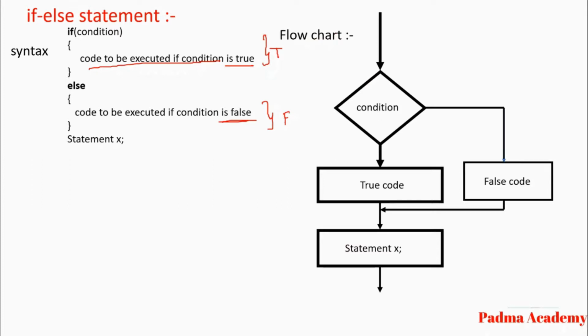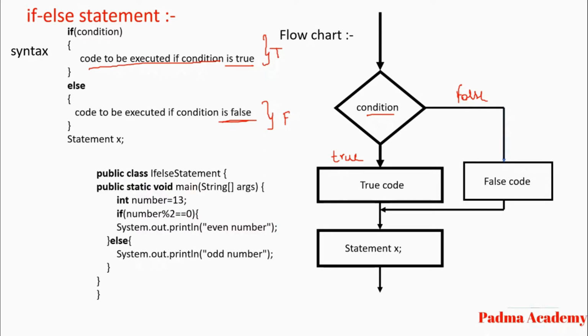Let us see the flow chart for it. Condition over here, then if it is false, it will execute the false code, that is the else code. If the condition is true, then it will execute the true code, that is the true block, which I have already drawn over here, and then the statement X will be executed.